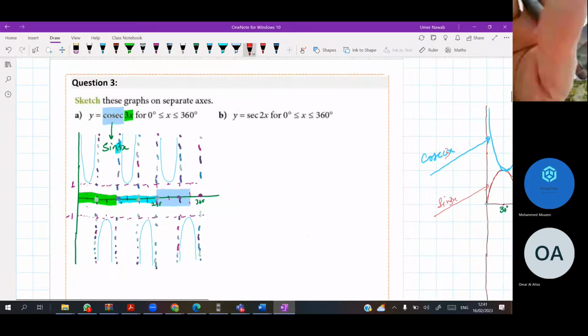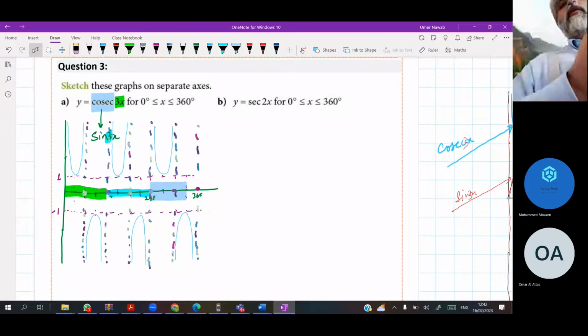Shall I move on? Move on. Okay. Secant is the reciprocal of cosine. So you need to draw the graph of cosine first, and then inshallah you will be able to draw the secant 2x graph. Do you want me to discuss this one or go to the next?